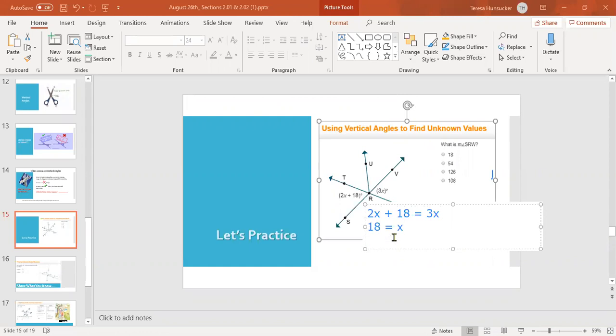And we can switch the order using the symmetric property. If you remember, the symmetric property says A equals B, B equals A. So x is 18. That means if I go back in and substitute into the angle that says 2x plus 18, we know that 2x plus 18 is 2 times 18 plus 18, because this angle was 2x plus 18. And that's going to equal 54.